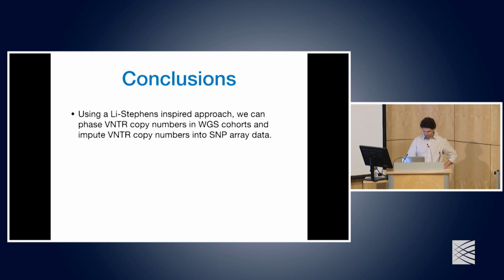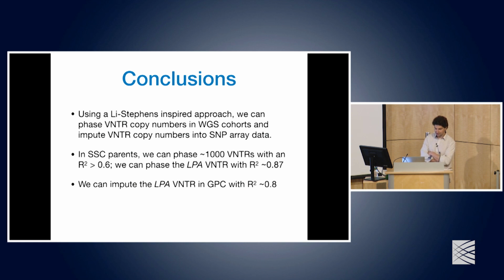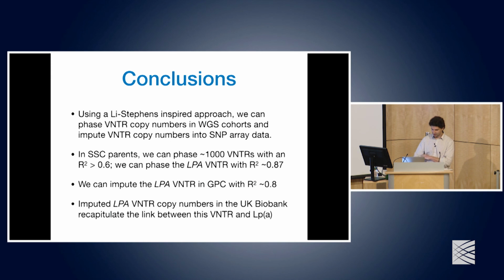Okay, so to remind you what I've told you, using a Lee-Stevens-inspired approach, we can phase VNTR copy numbers in whole genome sequence cohorts and impute VNTR copy numbers into SNP array data. In SSC parents, we managed to phase about 1,000 VNTRs with an R squared of greater than 0.6, and we phase the LPA VNTR of specific interest with an R squared of 0.87. We can impute the LPA VNTR into GPC with an R squared of 0.8, and our imputed LPA VNTR copy numbers in the UK Biobank recapitulate the well-known link between the VNTR on LPA and lipoprotein A concentration.